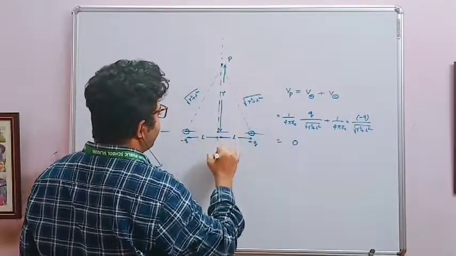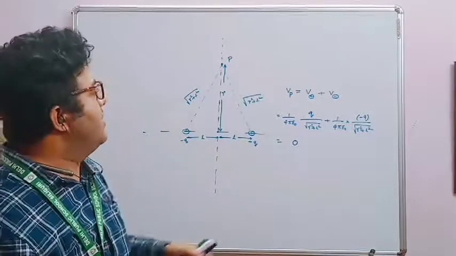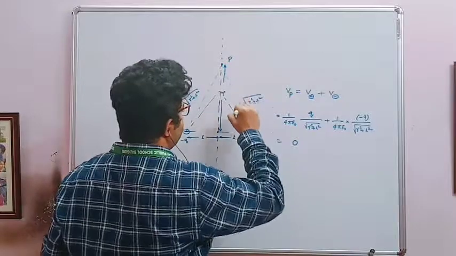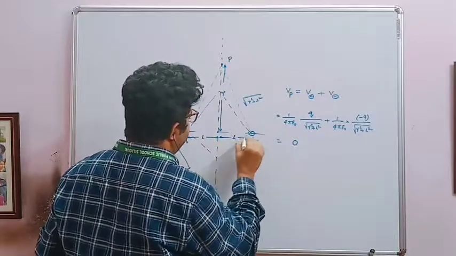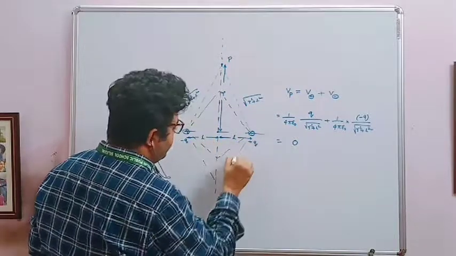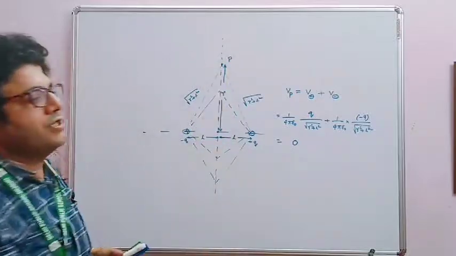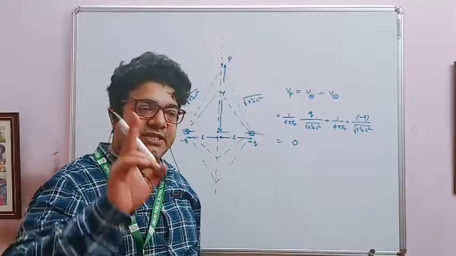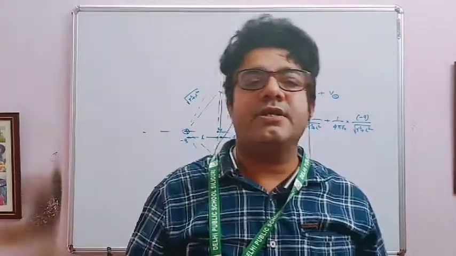See, if we consider this line, at any position the potential is 0. So this is the line where the potential has the same value, and that potential is 0.